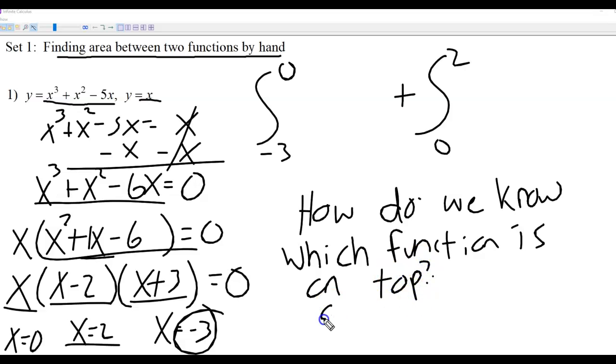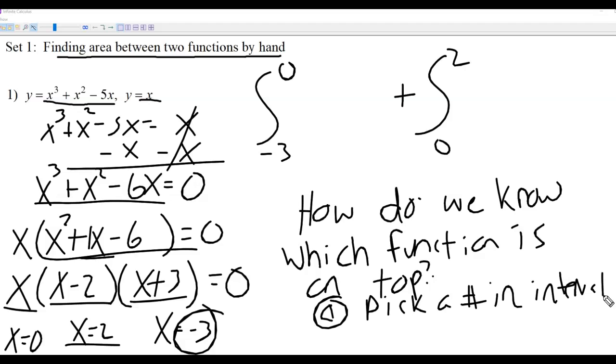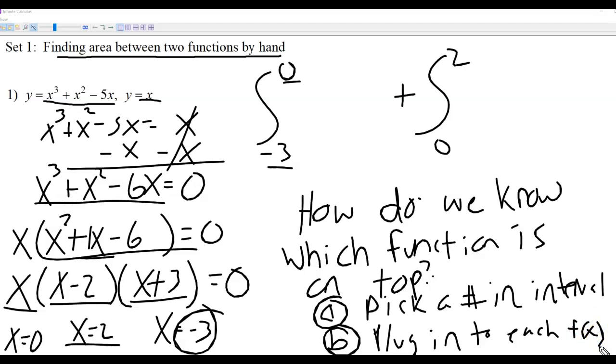Well, the first thing we're going to do is pick a point that's in the interval. What do I mean by that? Pick a number between 0 and negative 3. I'm just going to go ahead and pick negative 1. Then what you're going to do is plug it into each function. I'll tell you why when we're done, but let's do that.